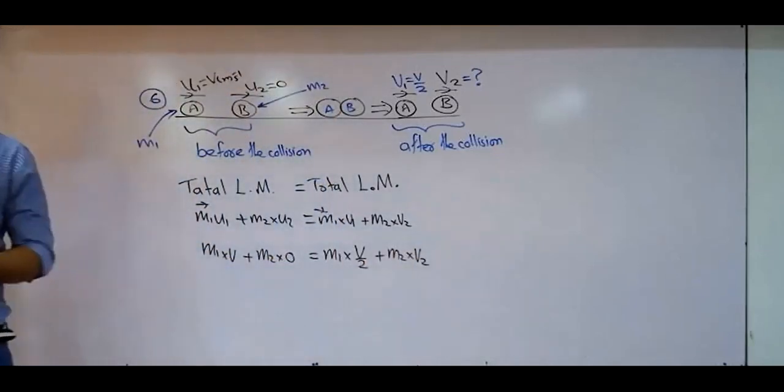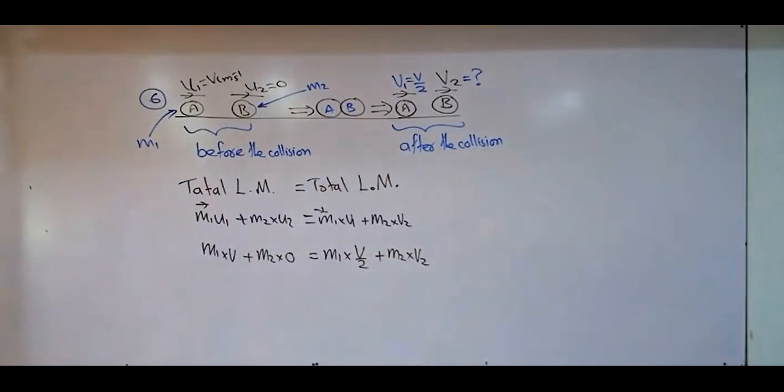Can you find what v2 is? Can you obtain an expression for v2, the speed of ball B after the collision? Right here.